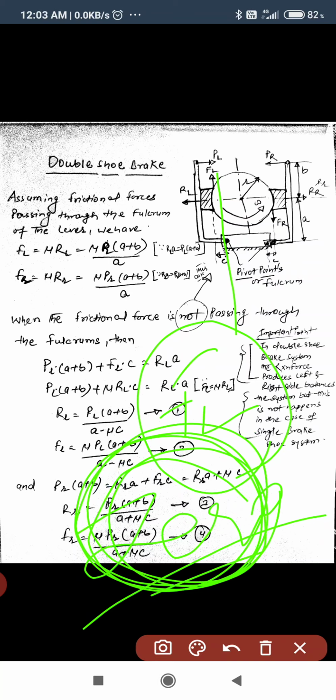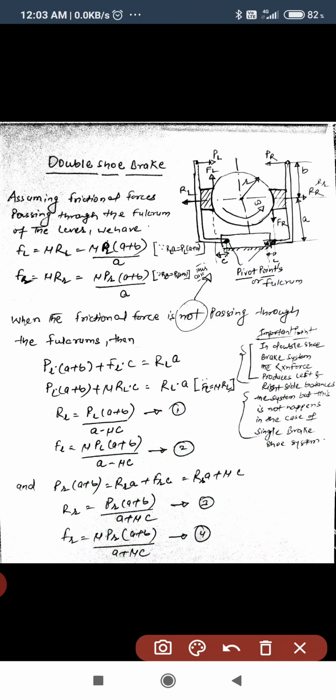So in the first case, I am not taking the moment value of this frictional force on the left side, and on the right side the moment value is 0. So now I have only two forces, that is PL, the effort applied, and the reactional force. So now what will happen? FL is equal to mu RL. I wrote it at the side and directly put the value here.